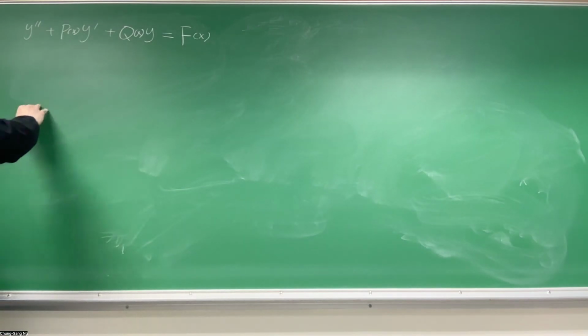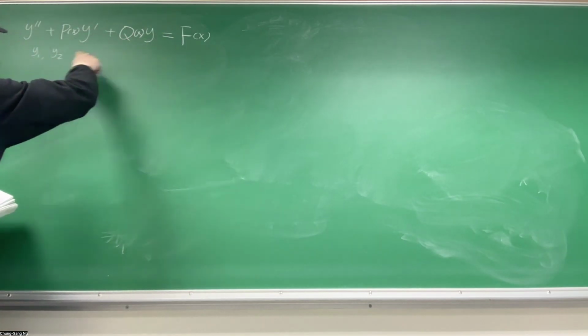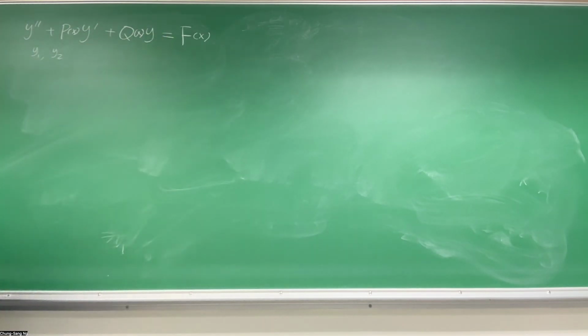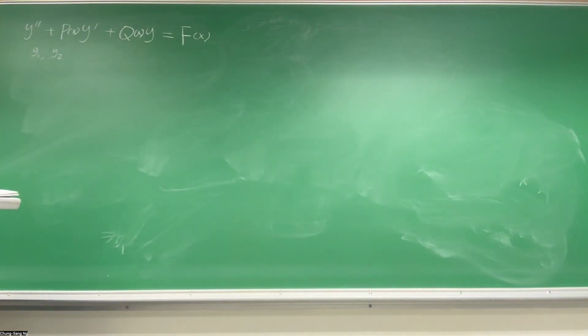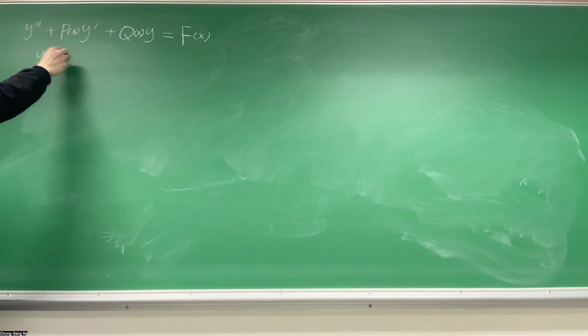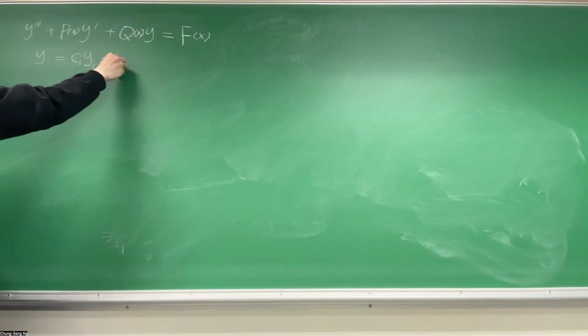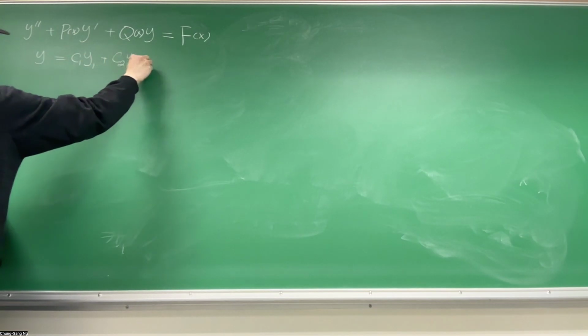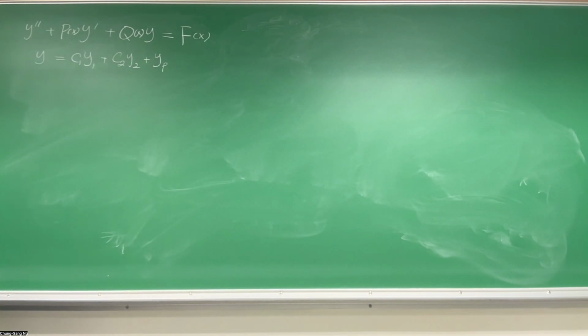And assuming we have two homogeneous solutions, y sub 1 and y sub 2, satisfying this equation with the right-hand side 0, now we want to find a general solution. A general solution usually is c sub 1 times y sub 1 plus c sub 2 times y sub 2, so arbitrary coefficients, and plus what we call a particular solution.